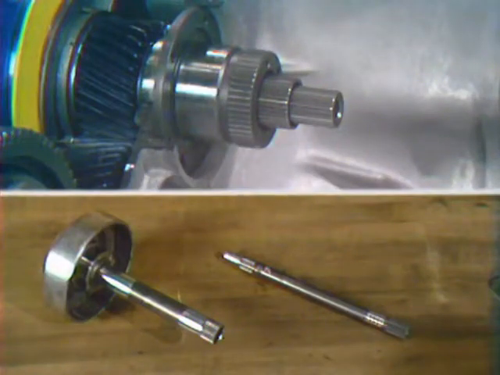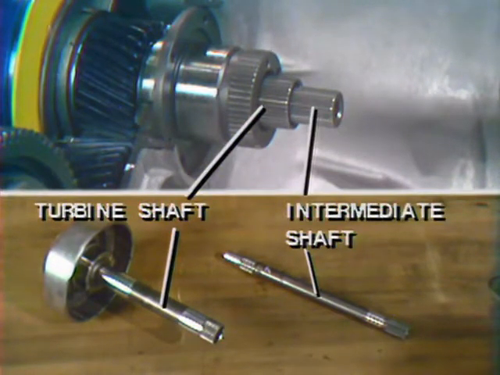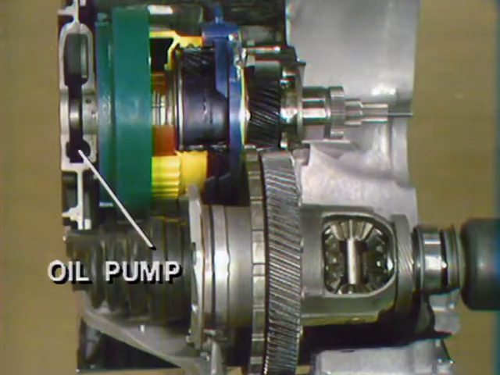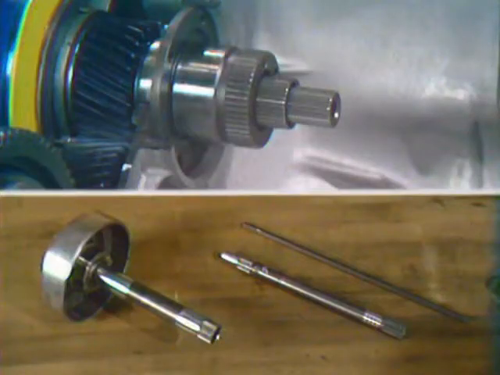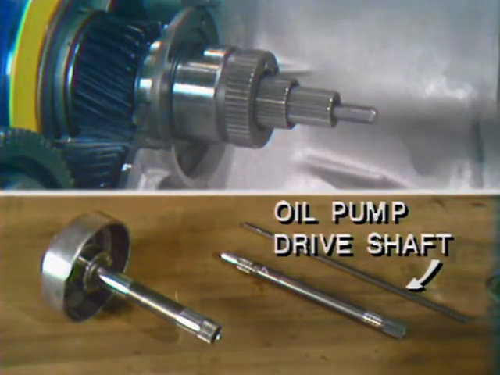Second, the main gear train thus has 2 input shafts, a turbine shaft for all hydraulic input, and a smaller diameter intermediate shaft for split torque input from the splitter gear set. Third, to drive the oil pump, which is located at the opposite end of the gear train, a third shaft is used. This is the oil pump drive shaft, and it turns inside the intermediate shaft.